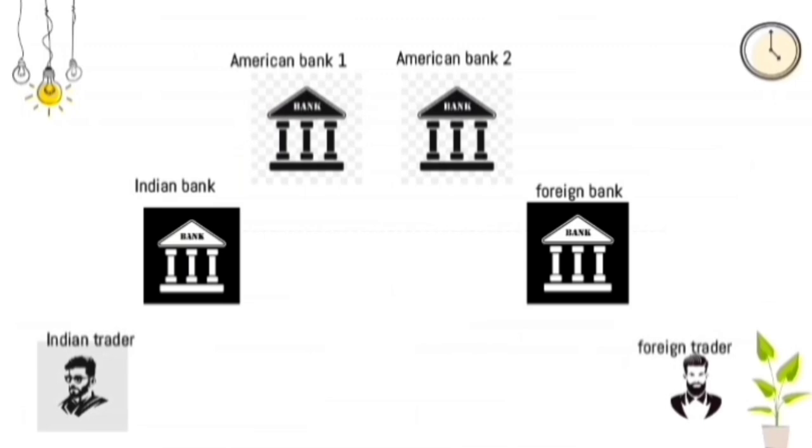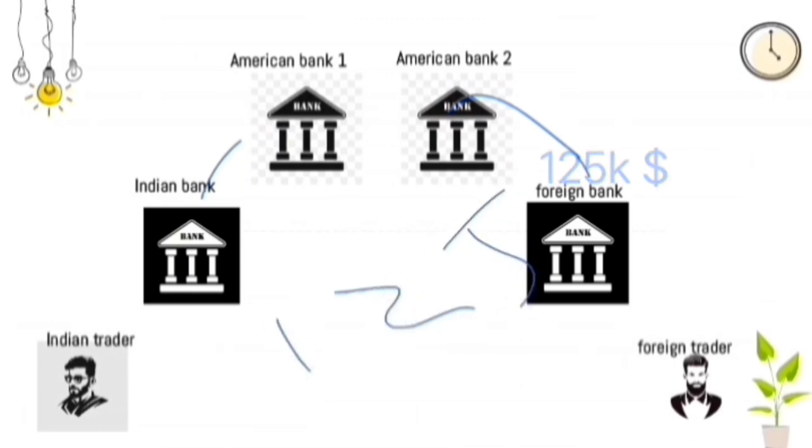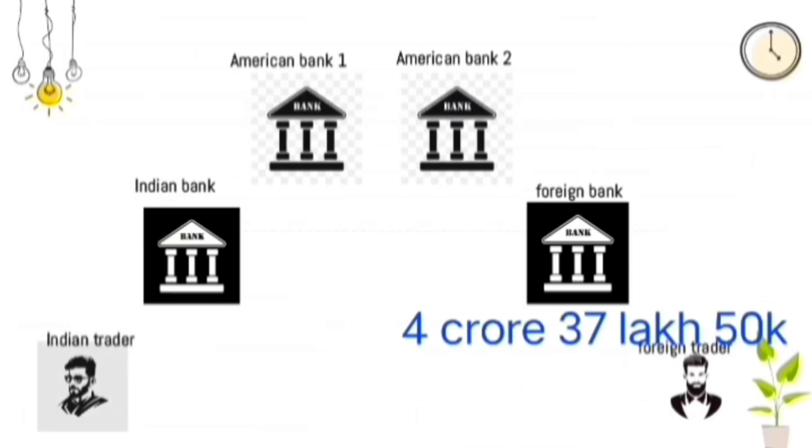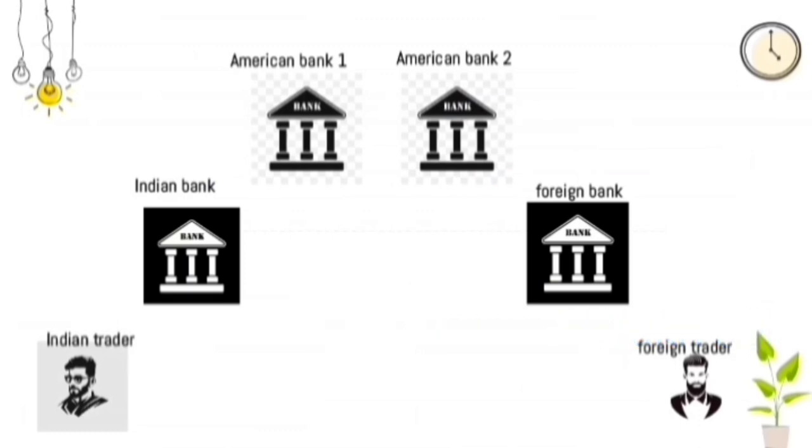And now the Sri Lankan bank has $125,000 in the US account. It would pay the Sri Lankan trader the equivalent of $125,000 in its account in Sri Lanka. So assuming the exchange rate to be 350 between dollars and Sri Lankan rupees, the Sri Lankan bank would pay 4 crore 37 lakh 50,000 Sri Lankan rupees to the Sri Lankan trader's account.